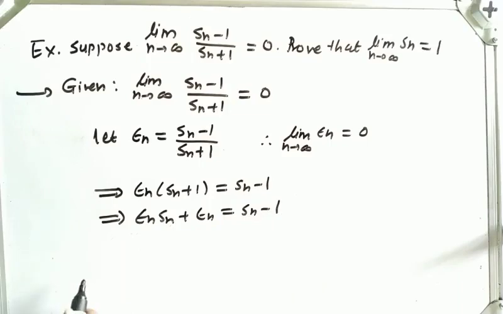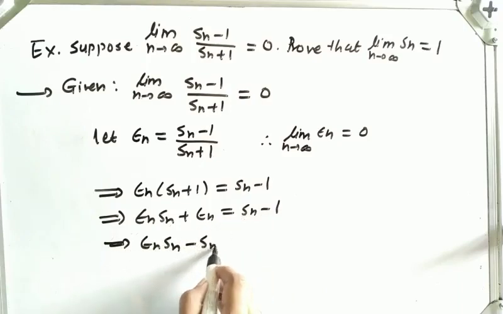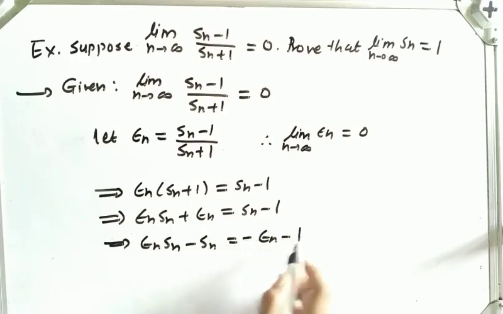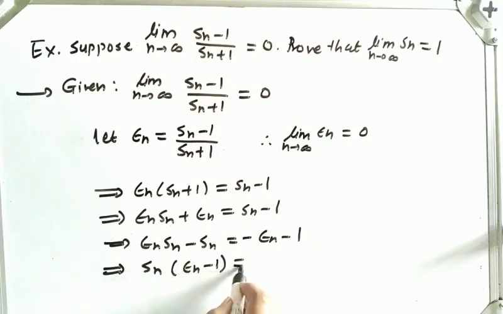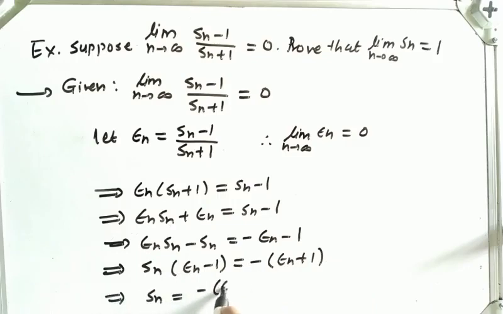Let us take together the terms of Sn. So this implies epsilon n Sn minus Sn is equal to, shift this epsilon n, so minus epsilon n minus 1. So from the left hand side, let us take Sn common. So Sn in bracket (epsilon n minus 1) is equal to, let us take minus sign common, minus (epsilon n plus 1). So this implies Sn is equal to what? Minus (epsilon n plus 1) upon (epsilon n minus 1). Okay, this is our Sn.